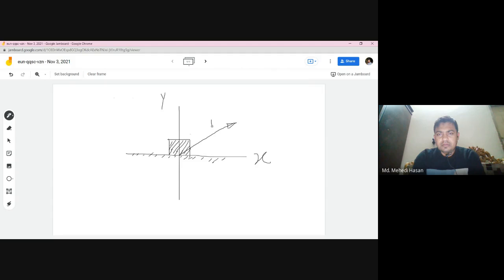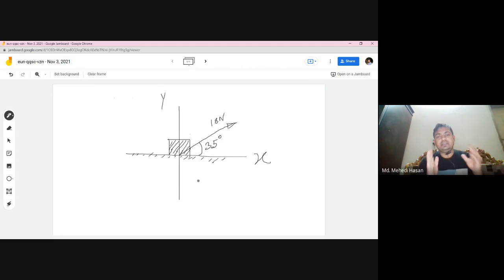Say an 80 Newton force is applied at 35 degrees with the horizontal. Now the question is, this is the top view of the block, not the side view. That means the y-axis and x-axis, the y-axis is not going to the top of the box.